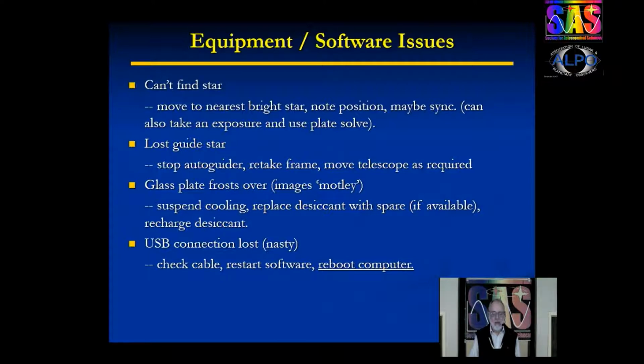Anyway, the last one is a nasty one. If all of a sudden it's happened to me, I don't know what's happened to you. You can't connect to your camera all of a sudden. It just says no communication or whatever message it gives you. What do you do? Well, usually I just either reboot the software or just reboot the computer.